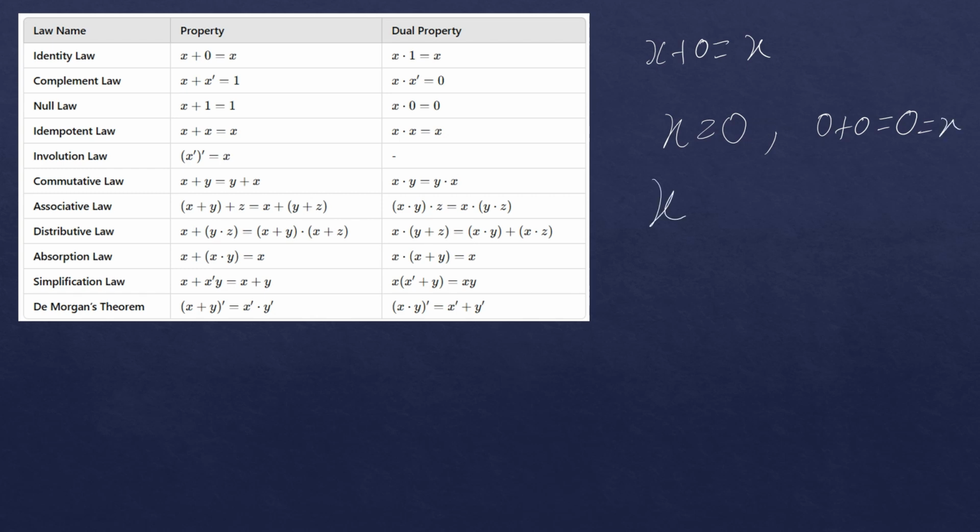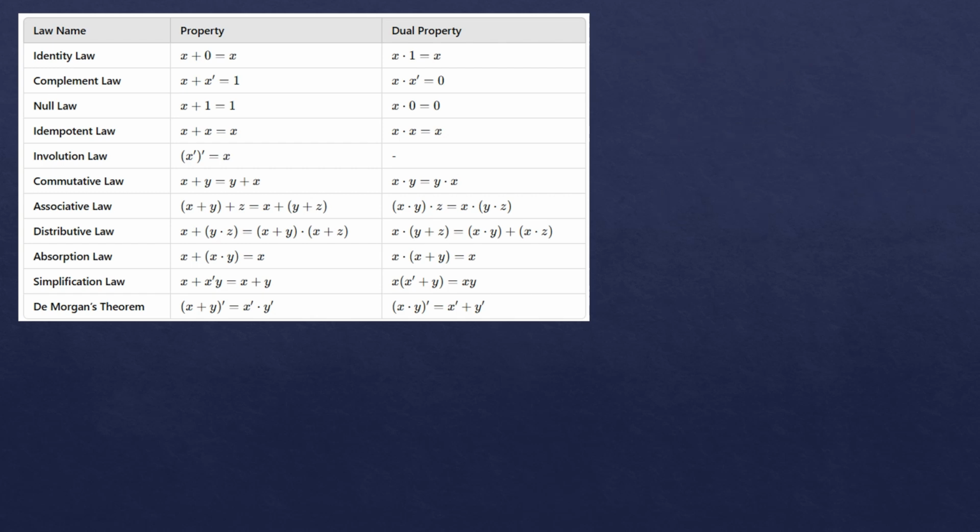And the second case is x is equal to 1. When x is equal to 1, we have 1 plus 0, which is 1, that is x. So in both conditions you get the output as x. So this is proven. Likewise, you can also prove the second property, that is x into 1 is equal to x.